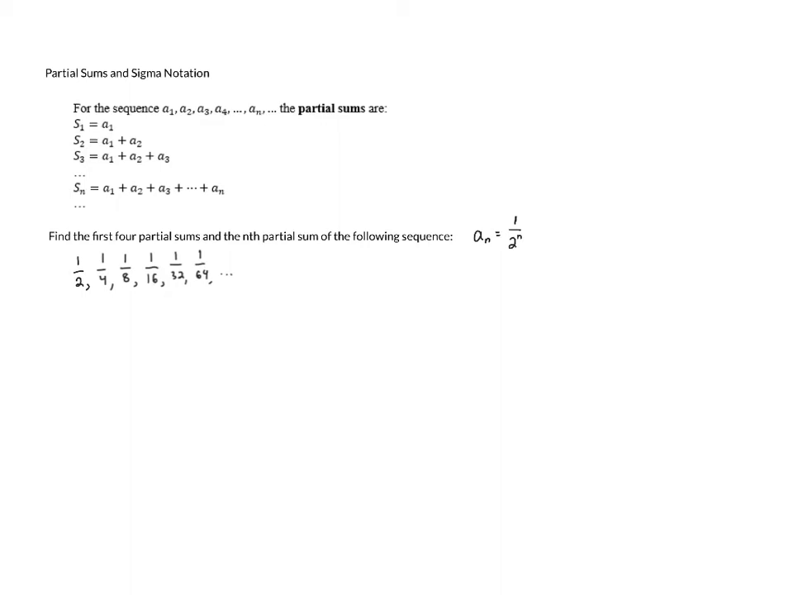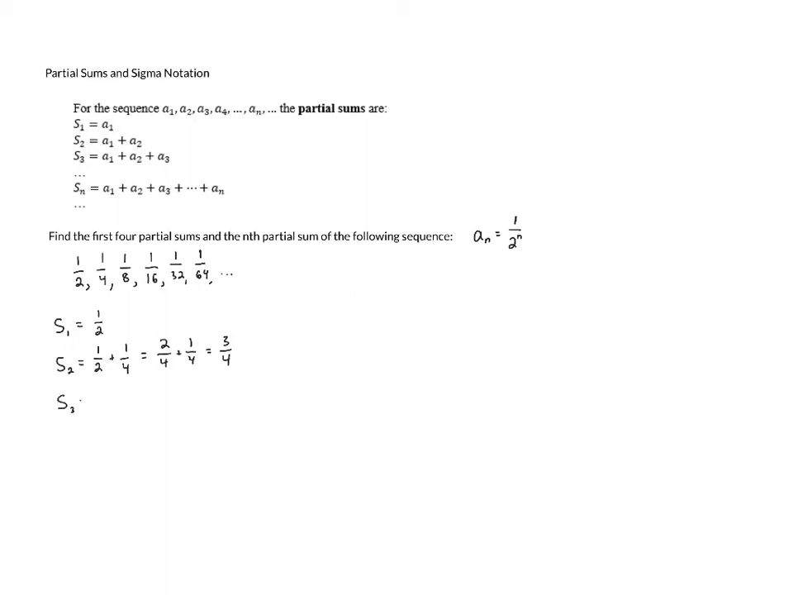Let's take a look at the partial sums. The first partial sum is just the first term, which is 1/2. That's pretty easy. Let's look at the second partial sum. The second partial sum is the sum of the first two terms, 1/2 plus 1/4. We need a common denominator here, which is going to be 4. So this becomes 2/4 plus 1/4, which gives us 3/4. So the second partial sum is 3/4.